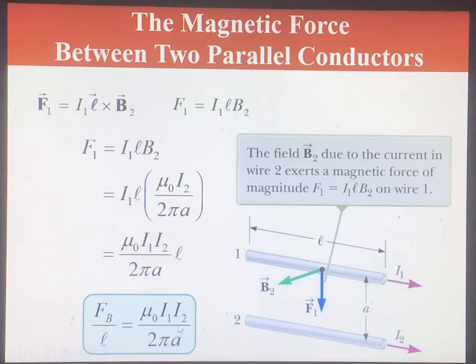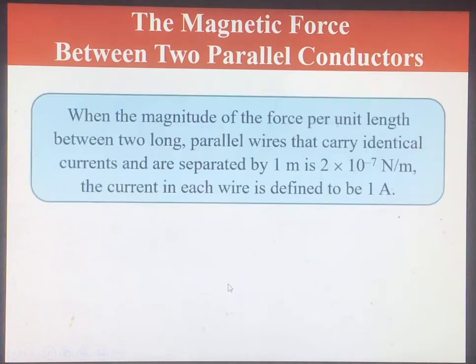So again, what is interesting here is that whenever you have two conductors that carry a current in the same direction, then you get a force of attraction. So the force here is going to be an attractive force. If two conductors carry current in the same direction, they experience an attractive force. And if they carry current in opposite directions, then you have a repulsive force.